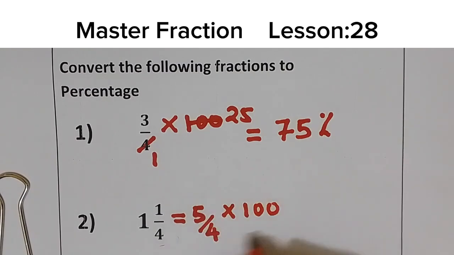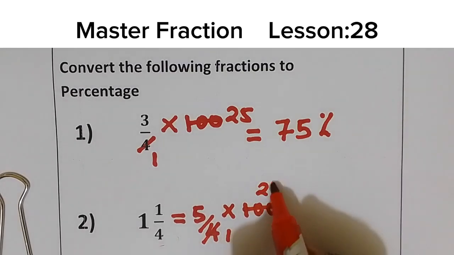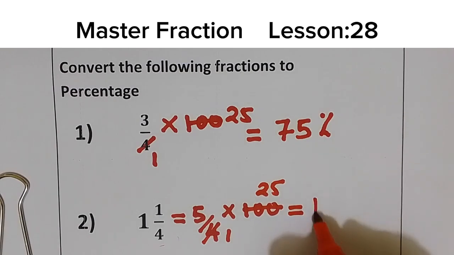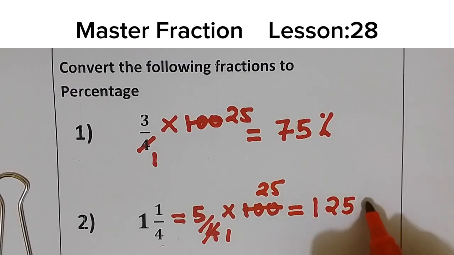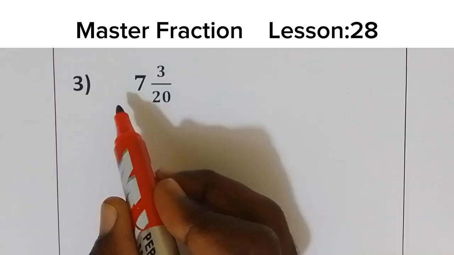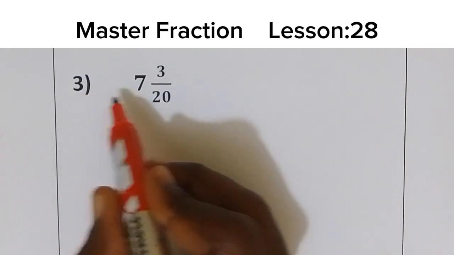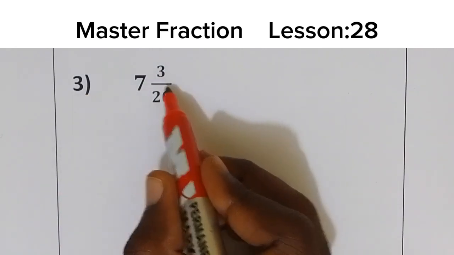We can simplify here by 4, 1, by 4, it is 25. 5 multiplied by 25, we are going to get 125%. Let's go to question number 3. We are supposed to change 7 3/20 into percent.